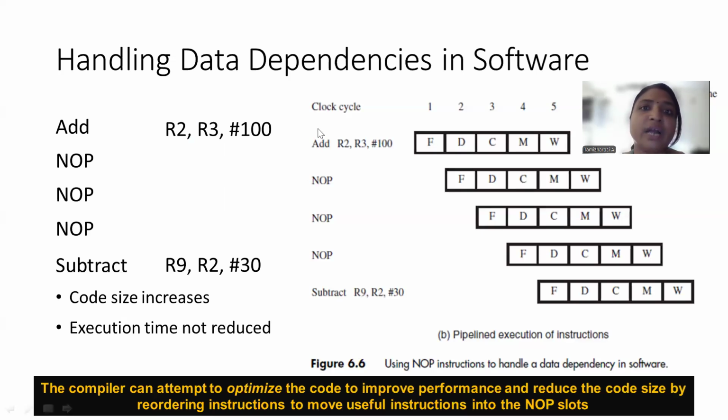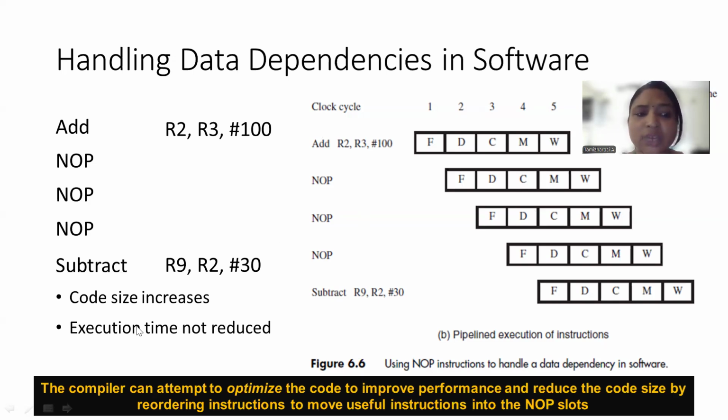The other way of handling the data dependency is using a NOP instruction. NOP means no operation. Using the NOP instruction, we can just intimate the compiler that there is no operation being performed for the next 3 clock cycles, so that the compiler will not fetch wrong data. This is one way of handling the dependencies using software.